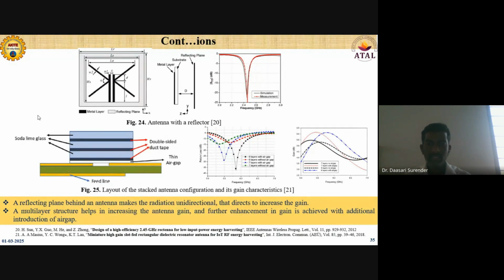So here we can see clearly in figure 25, B and C figures, that in C, as the number of layers is 7, with no air gap, the gain is around 5, and it is decreasing with increasing frequency. When the air gap is incorporated, the gain is increased. And one more thing, when the number of layers is less, then the gain of the antenna is also expected to be less.